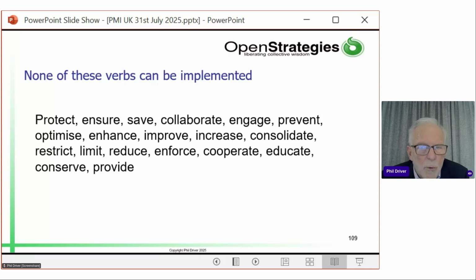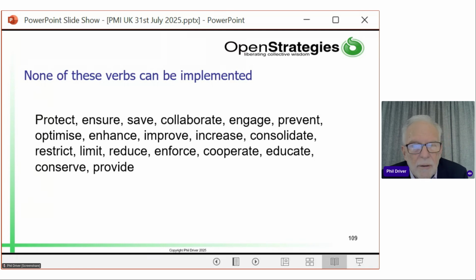You cannot walk out the door and protect. You might build a fence around a penguin colony, and as a result, the birds are protected, but you can't go out there and protect. There's no action known as ensure. You can do something that ensures a result, but you cannot ensure.